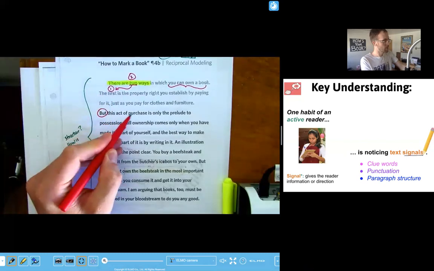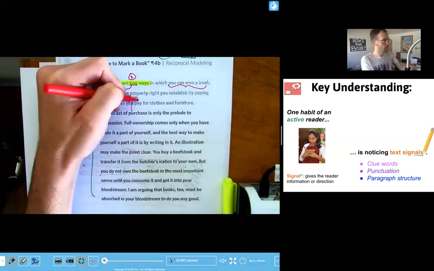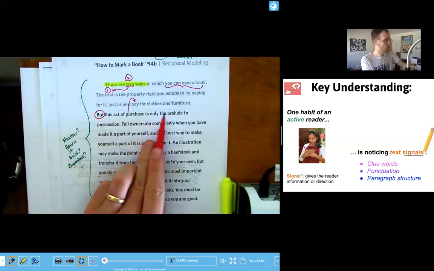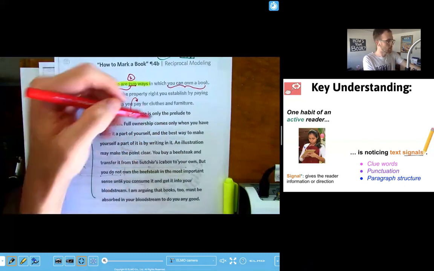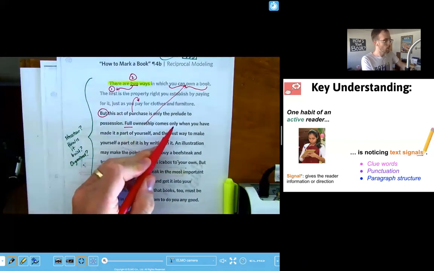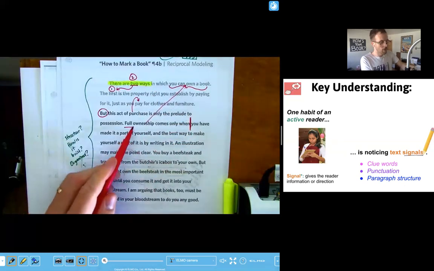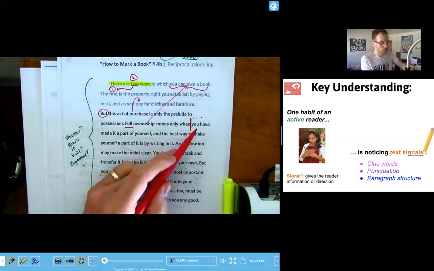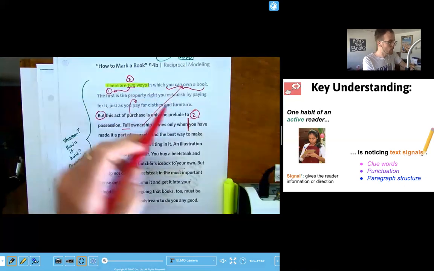this act of purchase, which was just what we were discussing, right? He's talking about one way you can own a book is by buying it. He says, but this act of purchase is only the prelude to possession. Full ownership, again, we're talking about how to own a book. Full ownership comes only when, let me pause right there. Full ownership comes only when... Whatever happens here, what do we know? We know that it's the second way you can own a book.